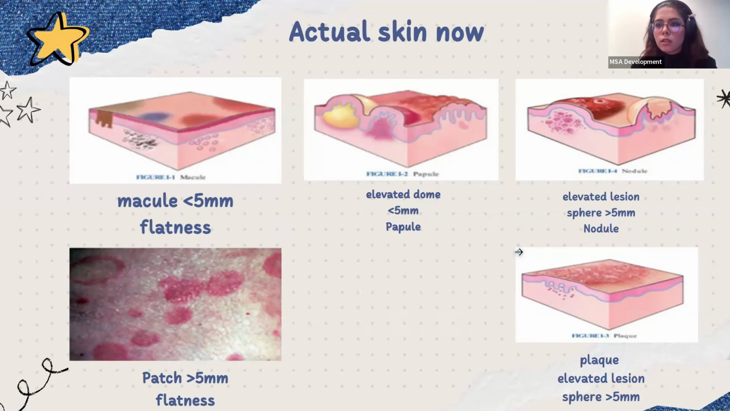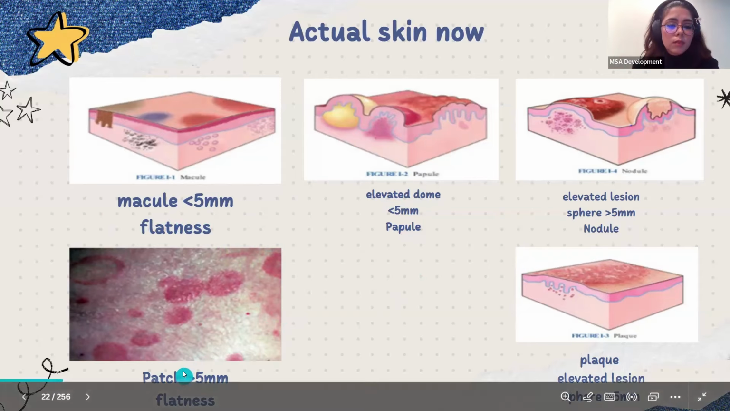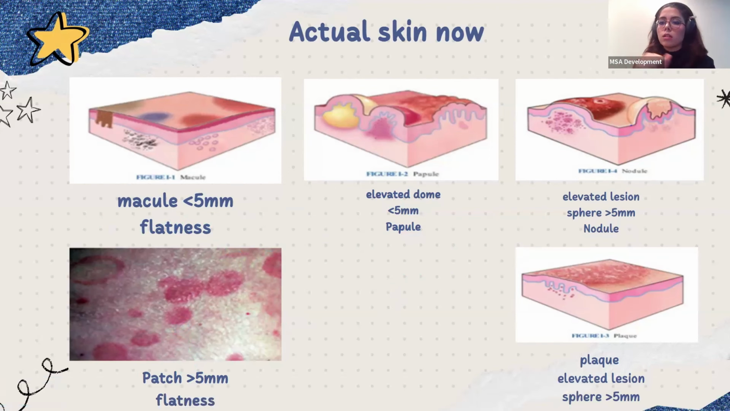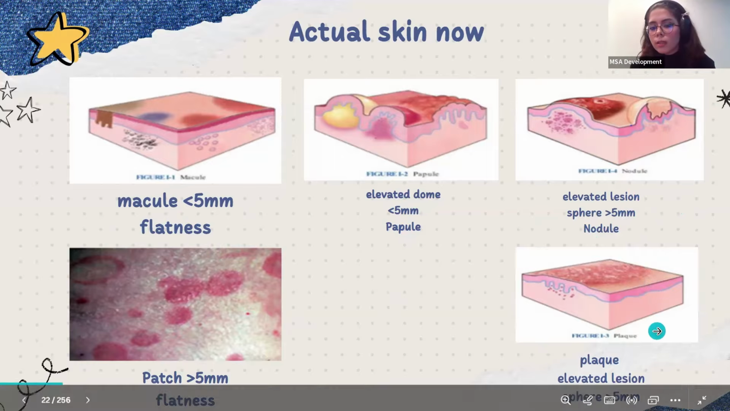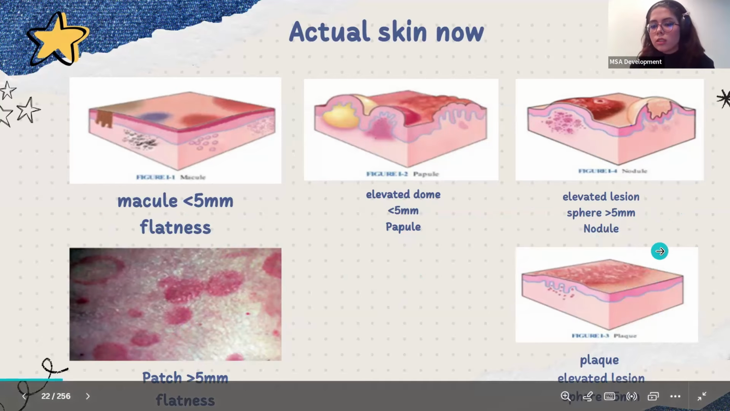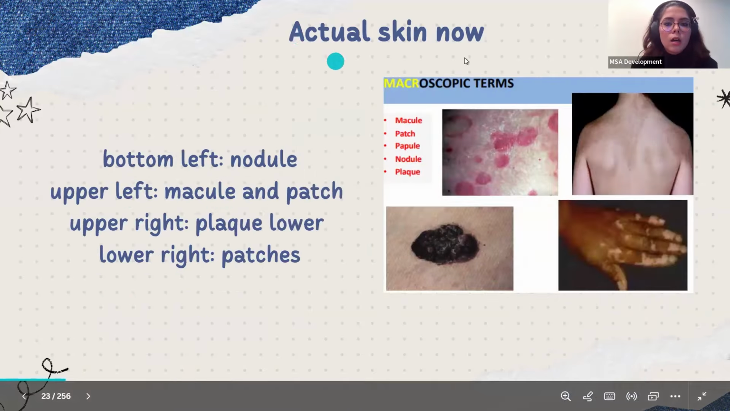I don't know how else to feed you the information. There's always so many mnemonics I can tell you. Just keep practicing. You guys will get the hang of it. Macule is mini, so less than 5 mm. Papule sounds like macule, less than 5 mm. Patch, like the patches that you stick on clothes. Elevated lesion, nodule, plaque. It's a sphere. Come on.